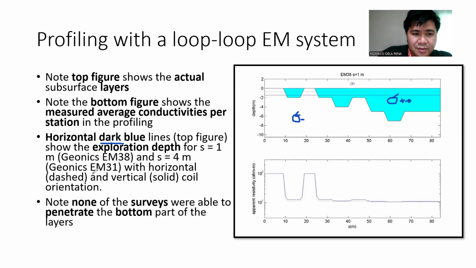So this one is an EM31 with a spacing of 4 meters. And the VCP is, can you see the power? You have a blue line here, right? You can see this solid blue line. Okay.